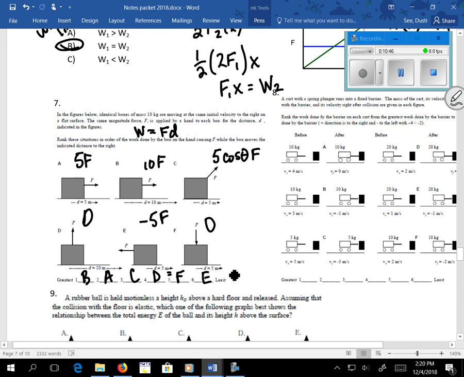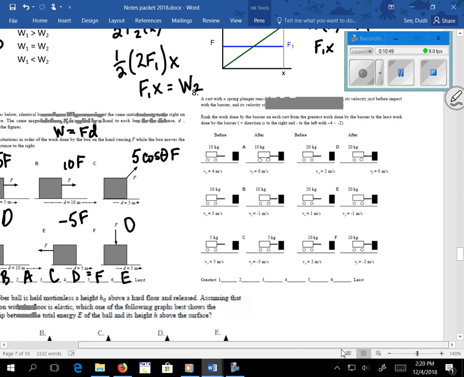So, all right. Then for number 8, our ranking order tasks with the masses, or the cart and the spring plunger. The mass of the cart, its velocity just before impact with the barrier, and its velocity after impact are given in each figure. Rank the work done by the barrier on each cart from the greatest work done to the least work. Positive direction is to the right, negative direction is to the left, with negative 4 being less than negative 2. So we do have to consider negatives.